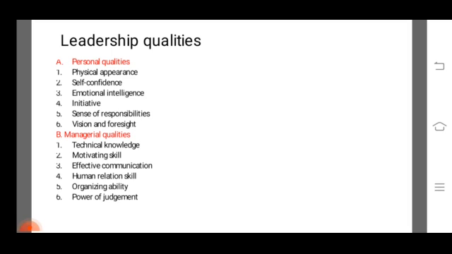So, personal qualities. A successful managerial leader should possess the following personal qualities: physical appearance, self-confidence, emotional intelligence, initiative, sense of responsibility, vision and foresight.